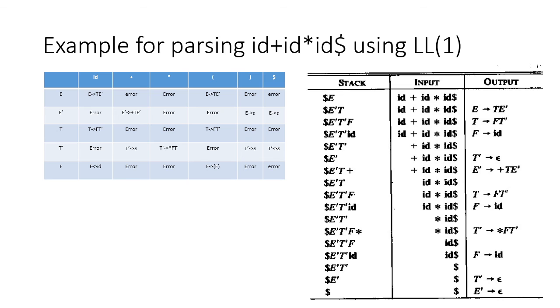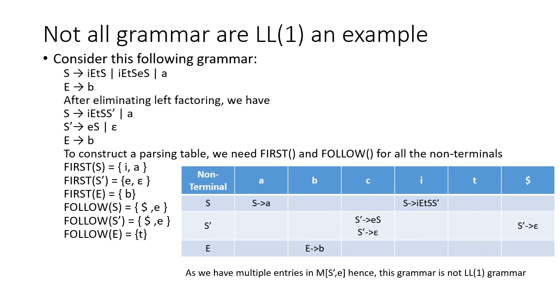So that completes the chapter of predictive parsing table. Now remember one thing: not all grammars are predictive parsing grammars, or they are not LL1 grammars. Now how do we know that? Here is an example for that.